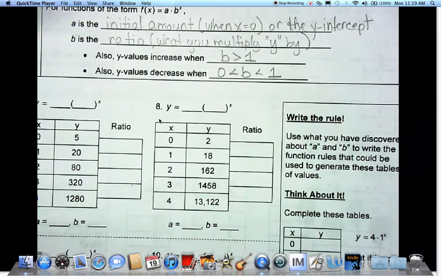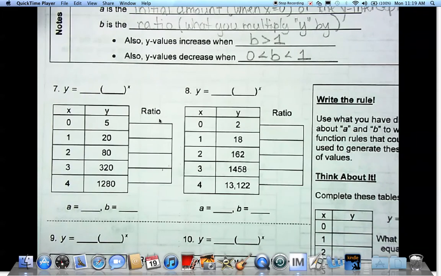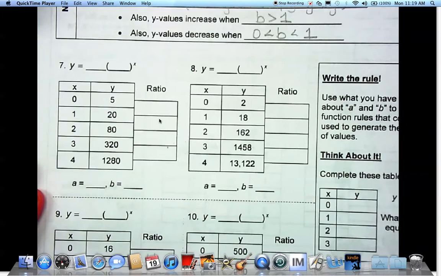Okay. When do we get out of here? 27. Okay. I thought it was 31. That was our class. And my clock is wrong too. That's us being honest. It's supposed to be 11.